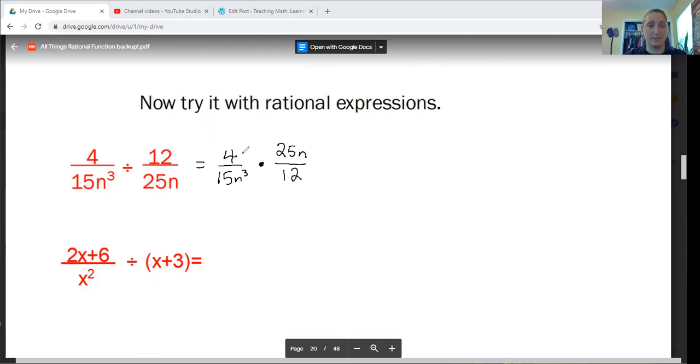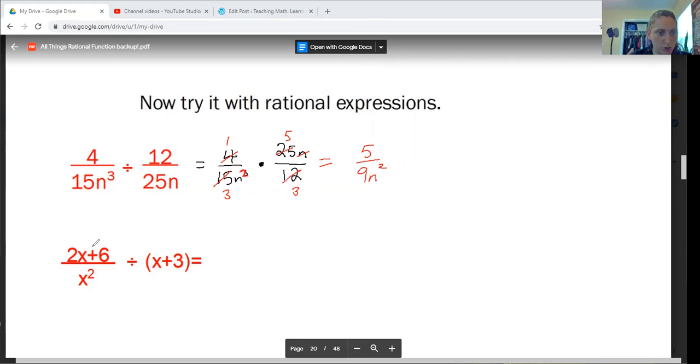And now we can cancel. 4 and 12 turn into 1 and 3. 15 and 25, take out a 5, and you've got a 3 and a 5. Then we have an n cubed and an n up here, so this goes away, and this just becomes n squared. So on top we've got 1 times 5, which is 5 in our numerator. And in our denominator we've got 3n squared times 3, so it's 9n squared.